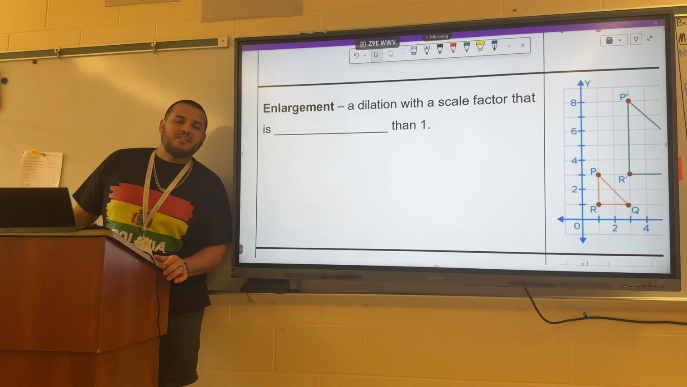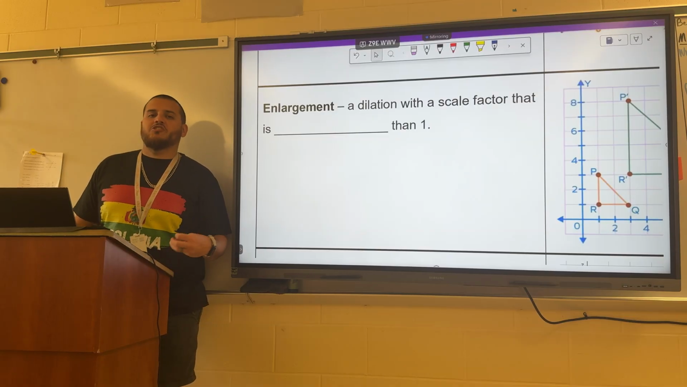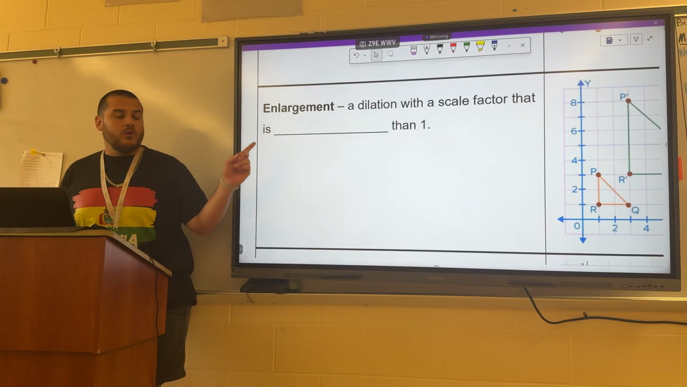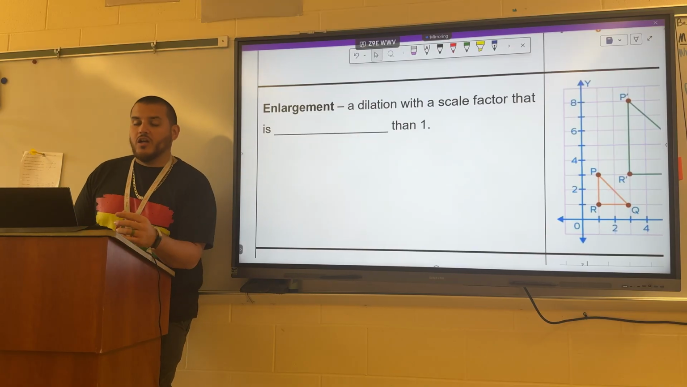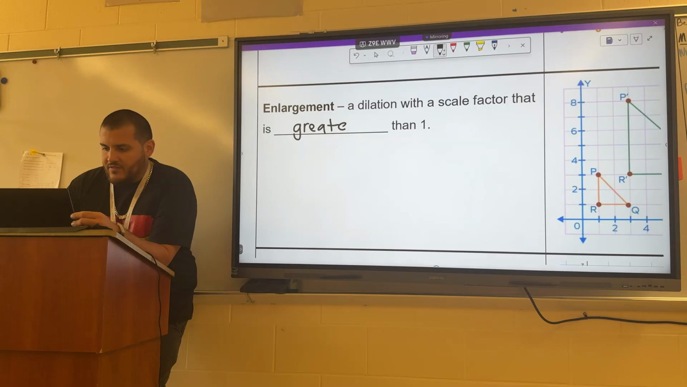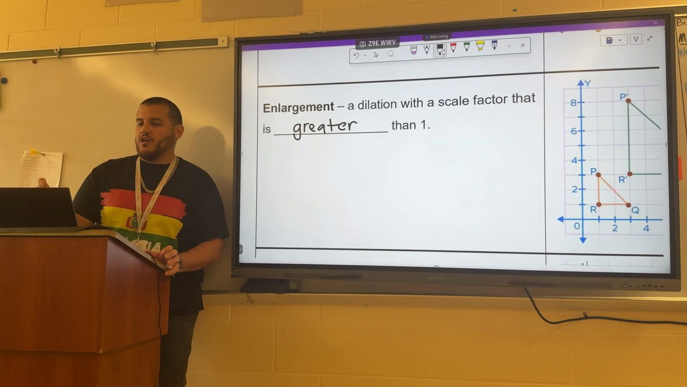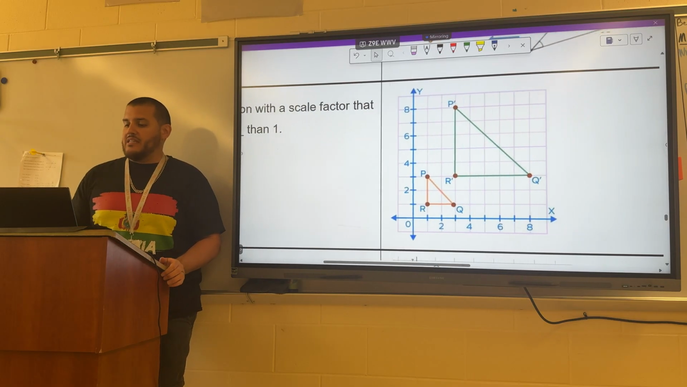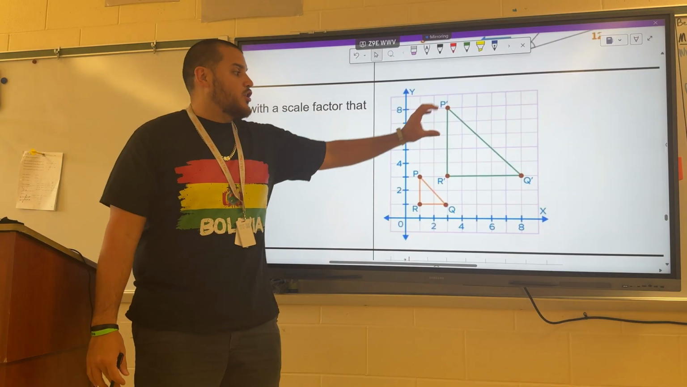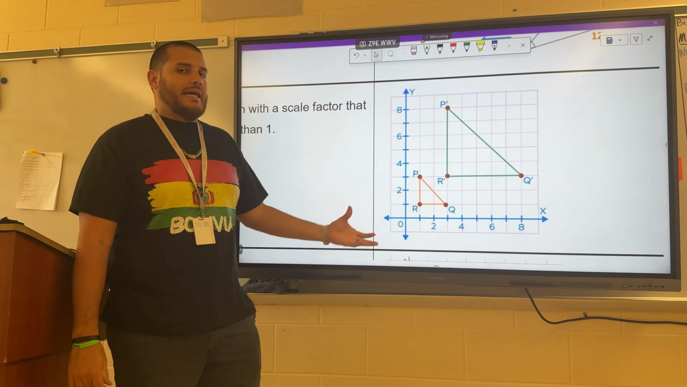Getting into more precise terminology, we're not going to say that our shapes grew or shrunk or got bigger or got smaller. Instead, we're going to use terms like enlargement. An enlargement is a dilation with a scale factor that is greater than 1, and obviously that's going to result in a larger figure. All right, so here's an example of that. Our pre-image is triangle PRQ, and it becomes a larger triangle PRQ. That is an enlargement.